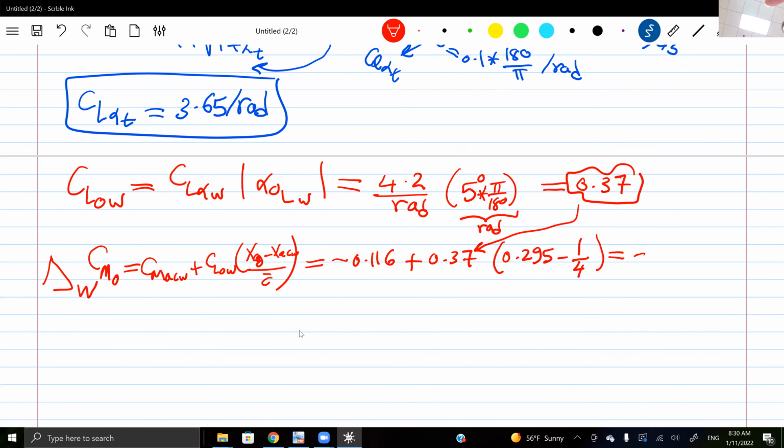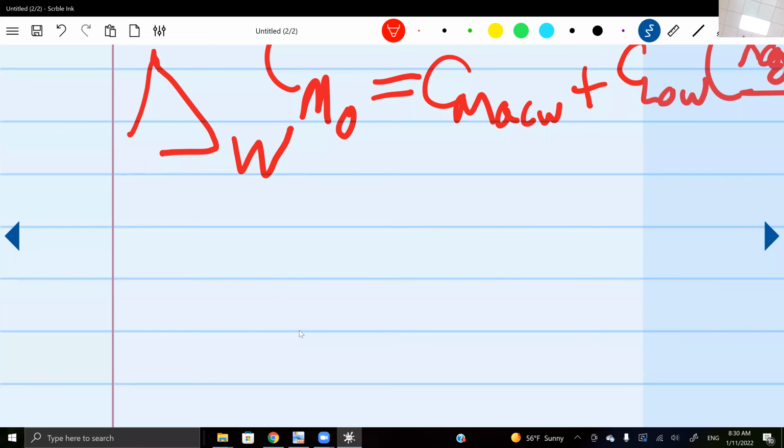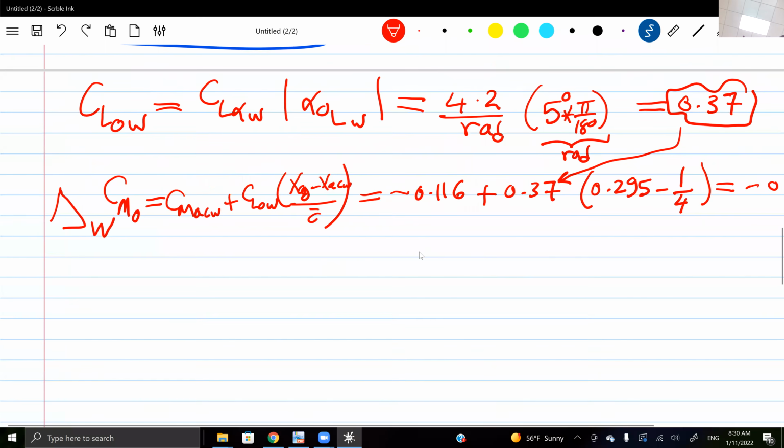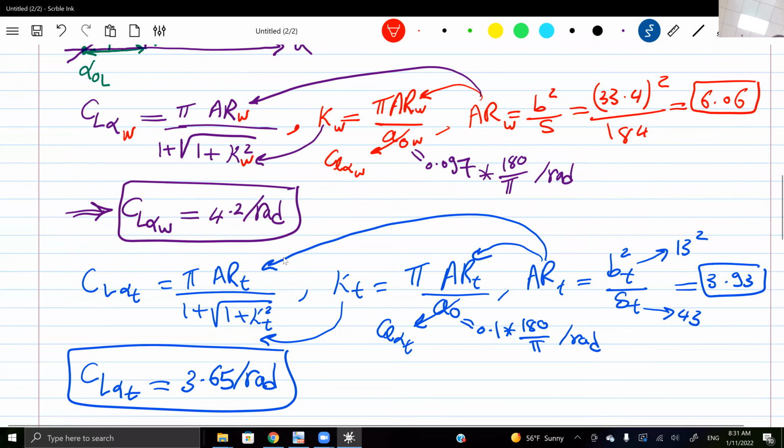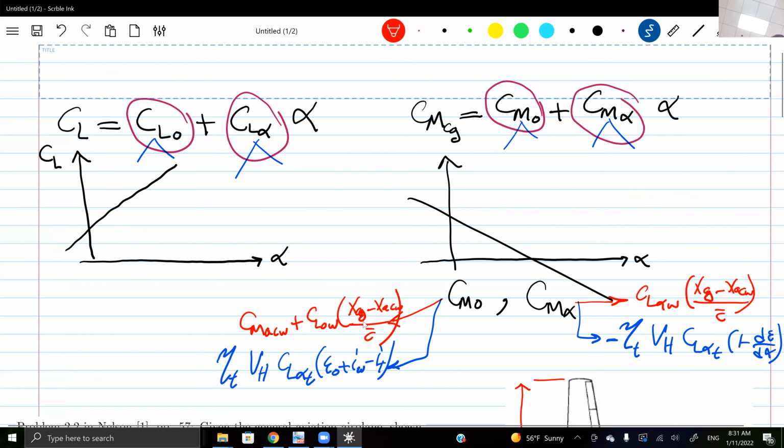This is -0.099. Remember the Cm naught for the entire airplane. We got the wing contribution for the Cm naught of the entire airplane. Cm naught is this distance, right?